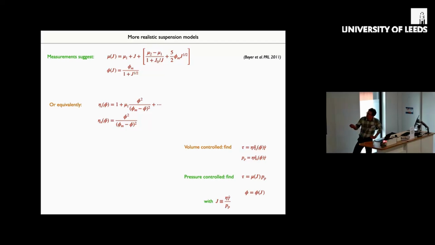Phi of J, also you have this thing where as you increase J, phi drops. That's dilation, effectively. If you shear a suspension, the particles bump into each other and try and move apart from each other. So that's kind of what's going on there.